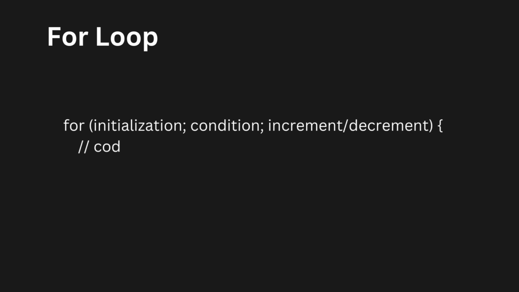The initialization step is where we set the starting value for the loop variable. The condition step is where we specify the condition that must be true in order for the loop to continue executing. And the decrement step is where we specify how the loop variable should be updated after each iteration.